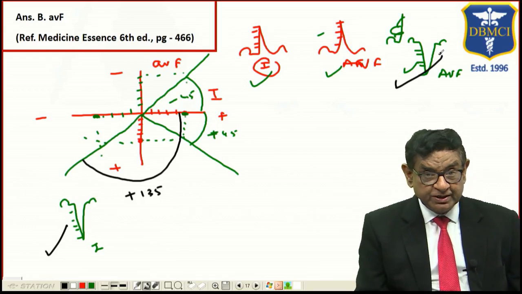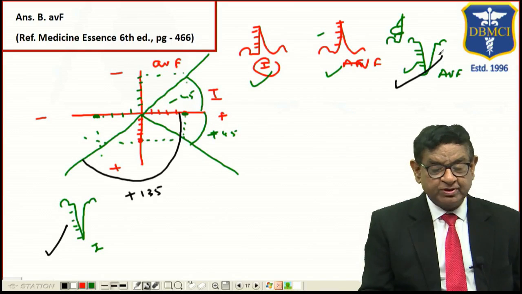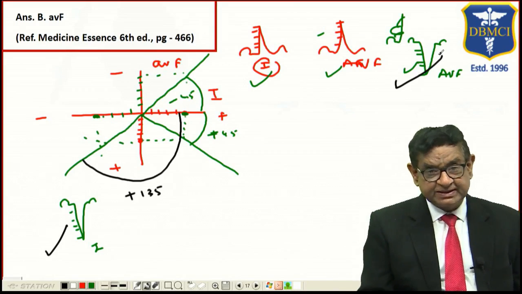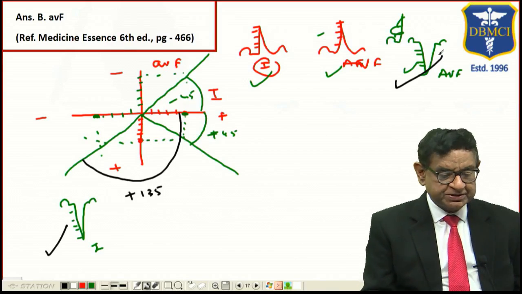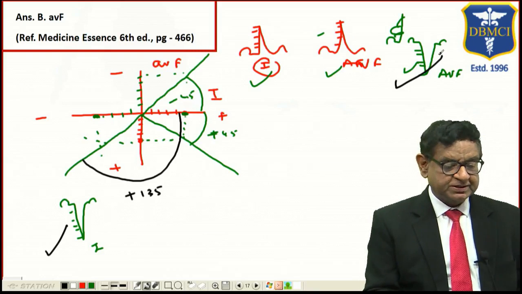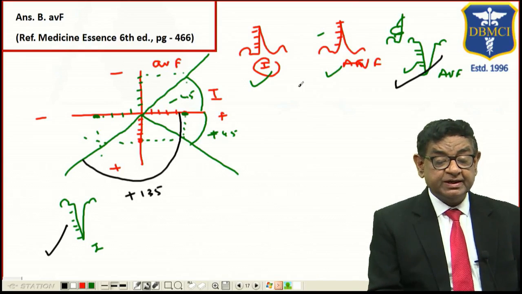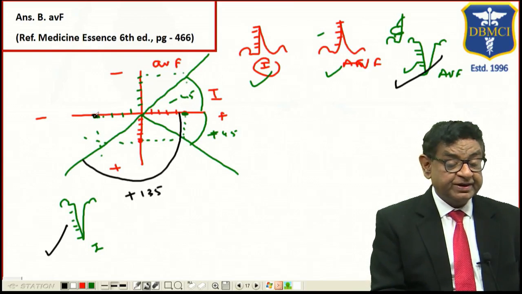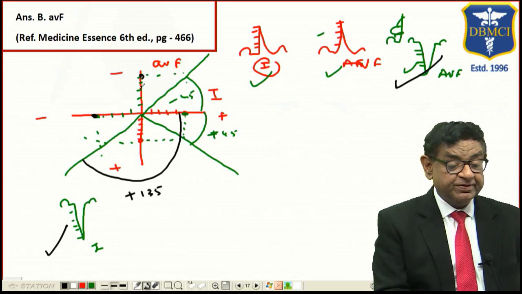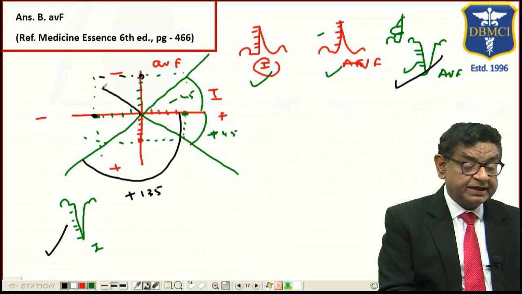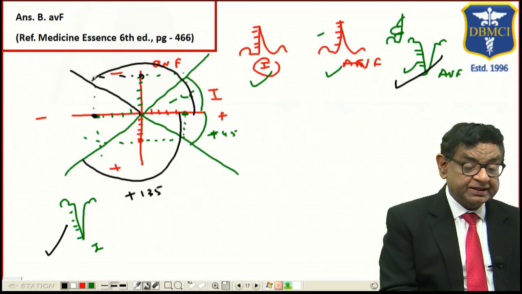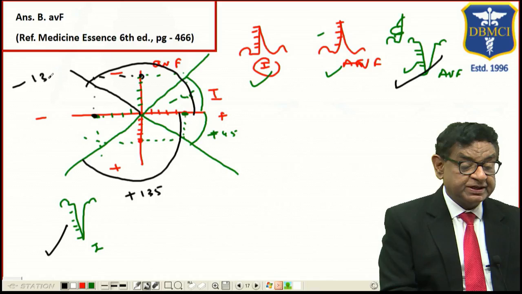Suppose this one is L1 and this one is AVF. I hope by now you know how to calculate the axis in this case. You can stop the video for a second and try, and then see. Okay, start. So now L1 is 5 negative, AVF is 5 negative. So the axis will be like this, minus 135.